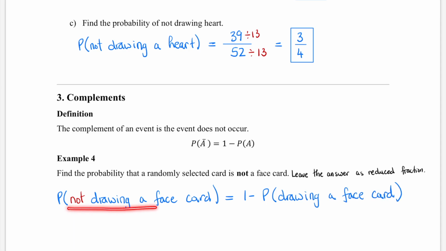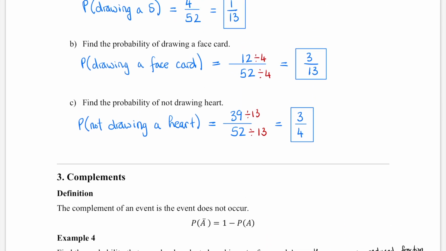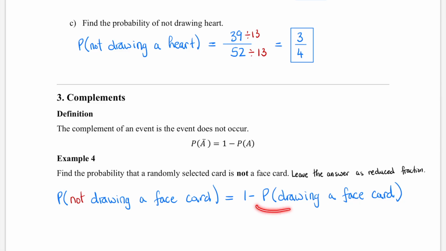So this event is a complement of this event. The probability of drawing a face card was found in the previous example, which is 3 over 13. So we'll replace this probability with 3 over 13.